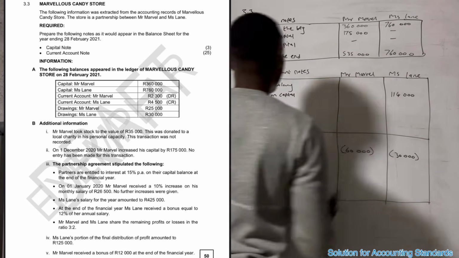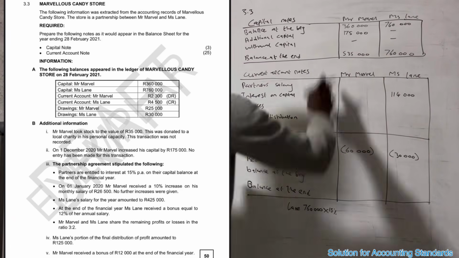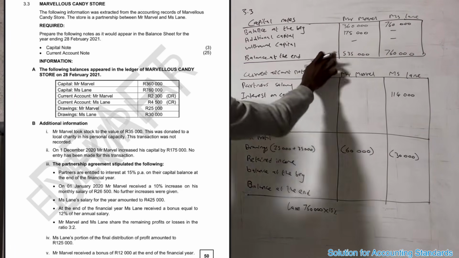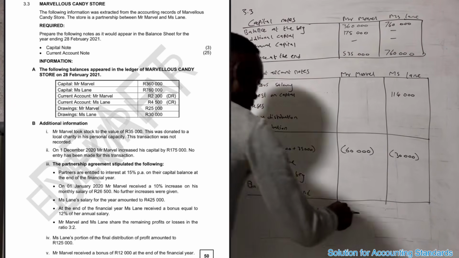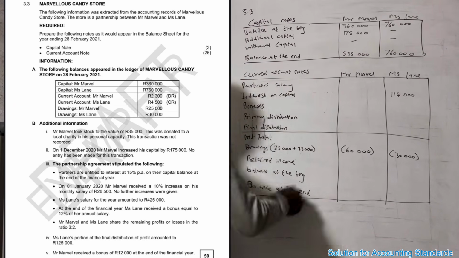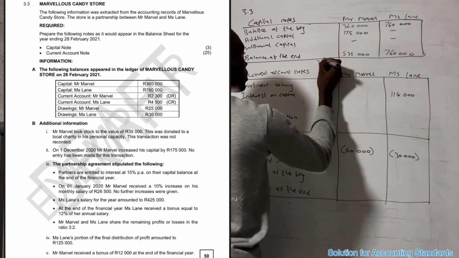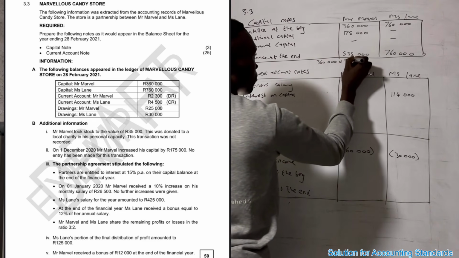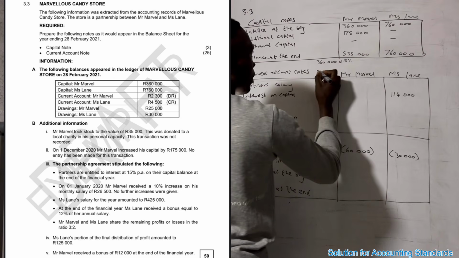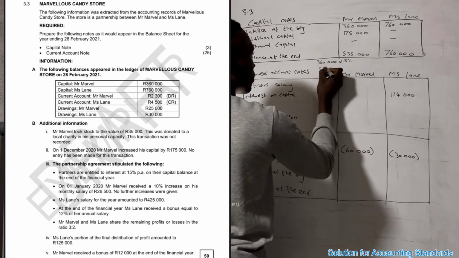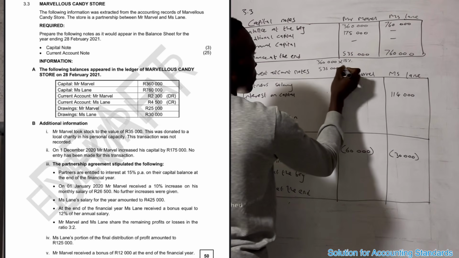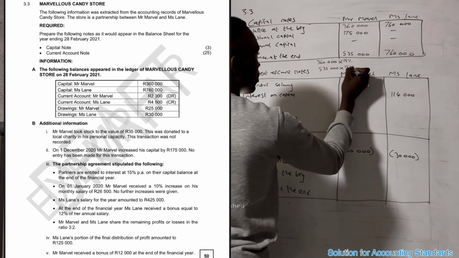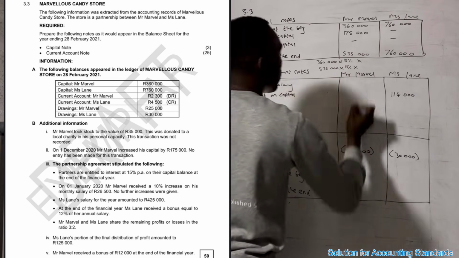114,000. But for Marvel, we have before and after. Okay, before, let's calculate before. It was 360 multiplied by 15%, and after is 535,000 multiplied by 15%. We need to count 2 months now.